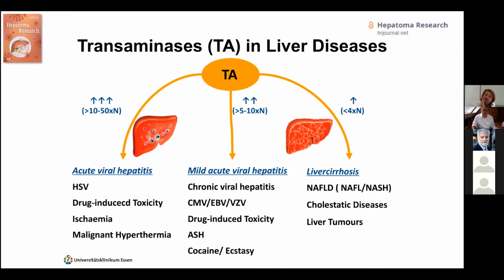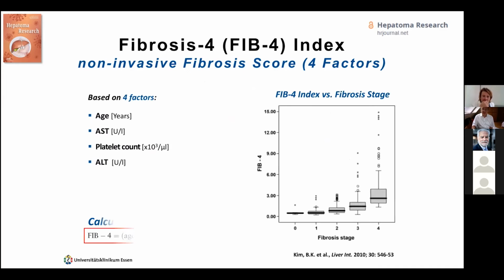For example, acute viral diseases with very, very high transaminase levels. We have milder diseases, and we also have patients with not so much increase in the transaminase levels. And these represent the most difficult diseases like liver cirrhosis or even tumors. And how can we strategize with indirect markers a little bit more?